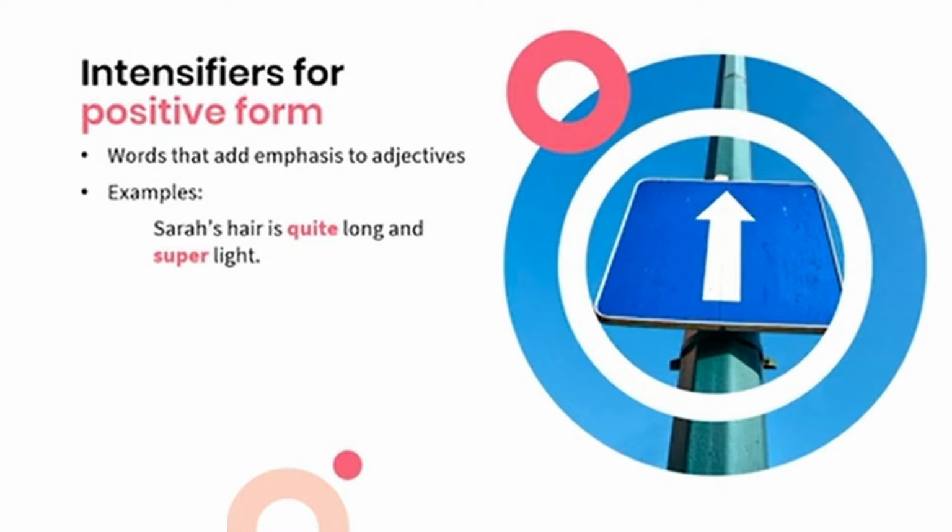Here I want to describe that Sarah's hair is not only a little bit long and slightly light, it's quite long and it's super light. I want to intensify the adjectives because I want these descriptions to show extremity. Something else you can say is, Sarah has really light eyes. I used the intensifier really because I want the description of her light eyes to be emphasized.